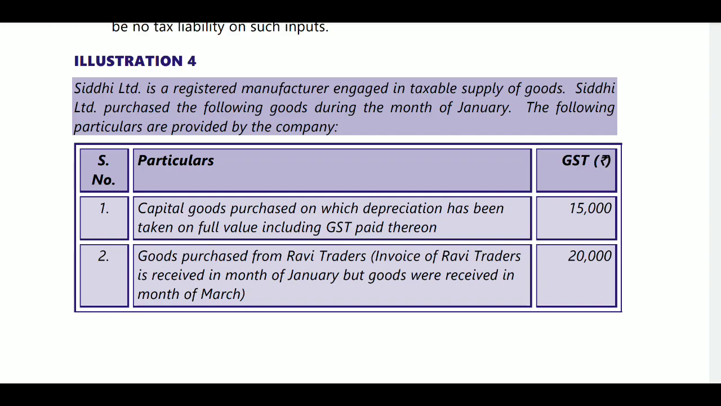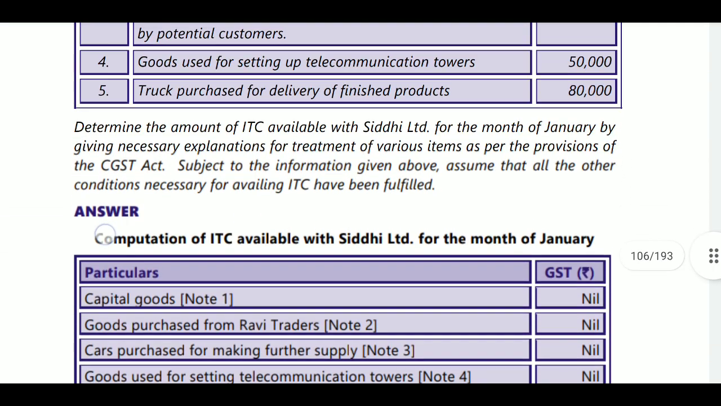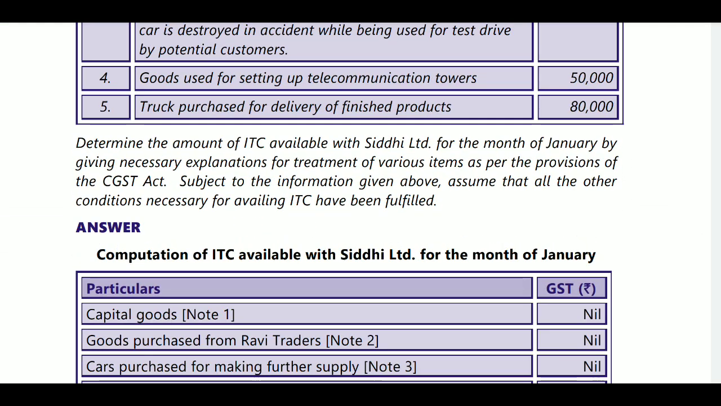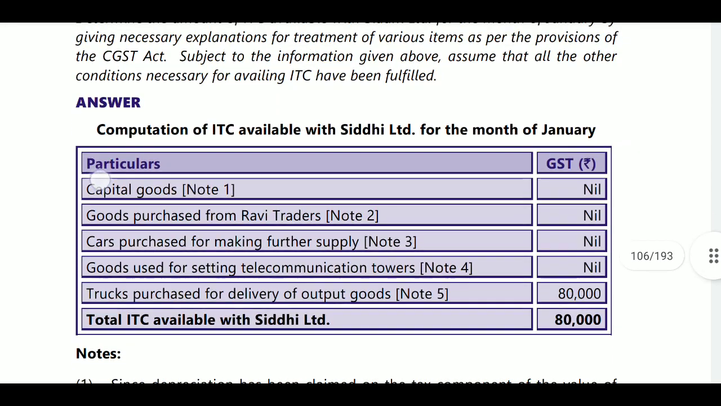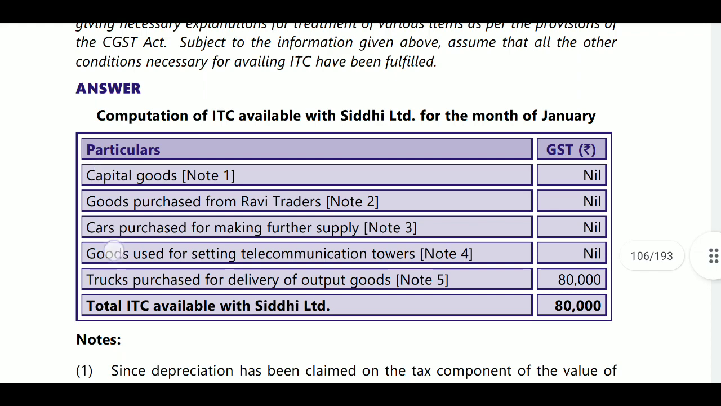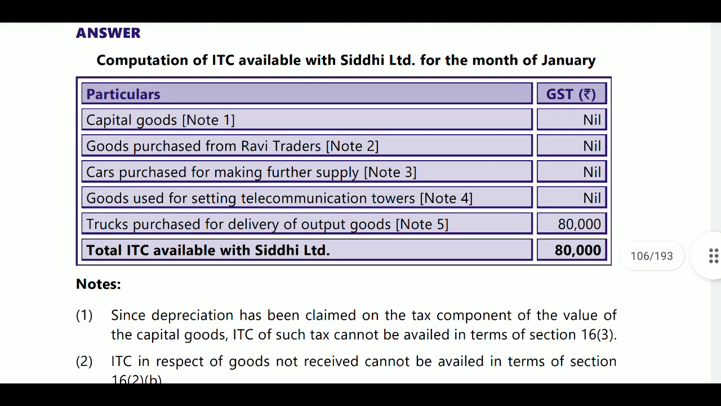So determine the amount of ITC. Determine the amount of ITC with Siddhi Limited for the month of January, giving the necessary explanation for treatment of various items as per provisions of the CGST Act. So, computation of ITC available with Siddhi Limited for the month of January.